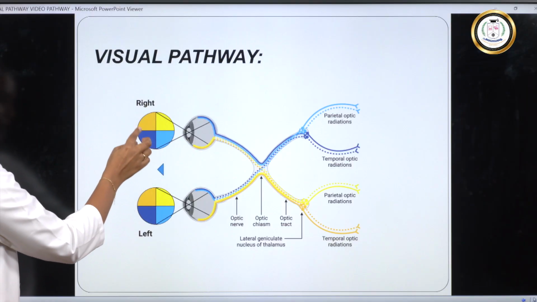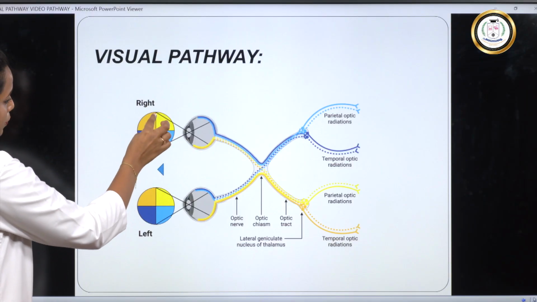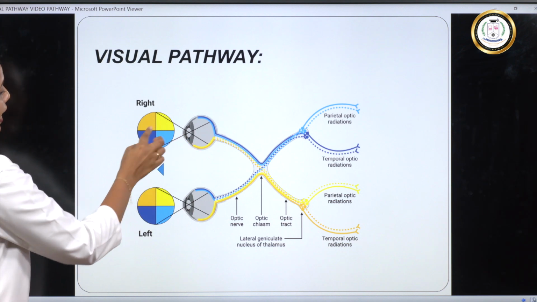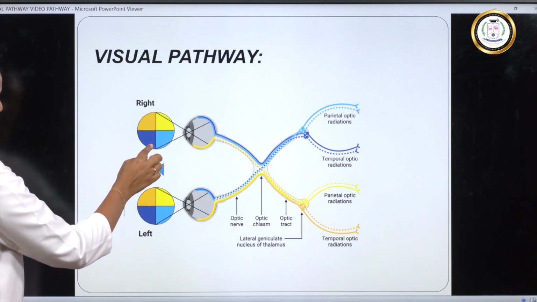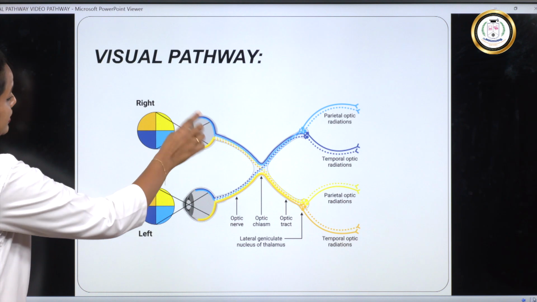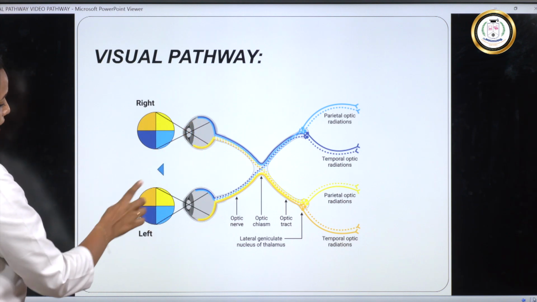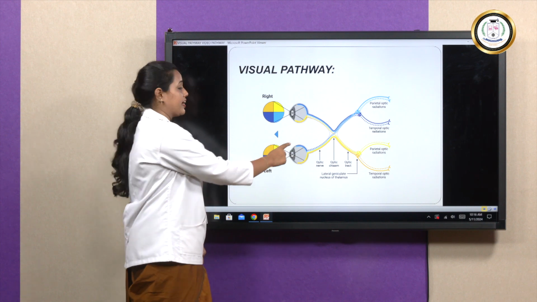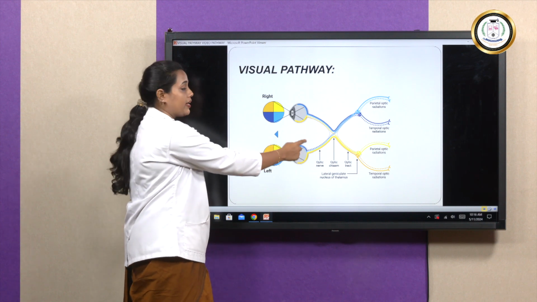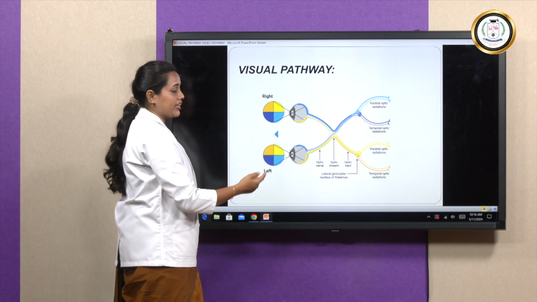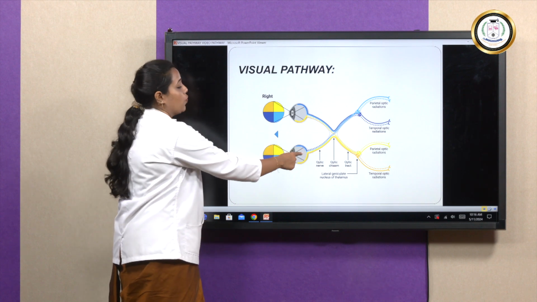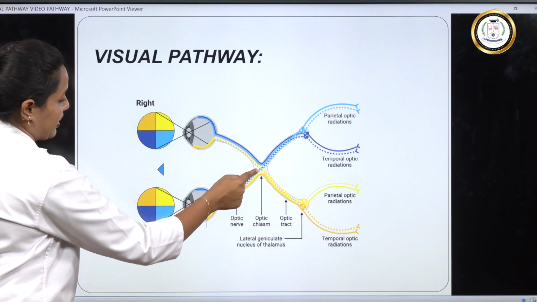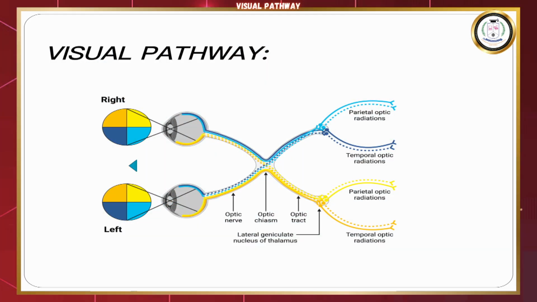As we discussed before, the impulses from the temporal field are always carried to the nasal part of the retina, and the impulses from the nasal field are always carried to the temporal part of the retina. The same thing happens here. So we have the optic nerve. In the optic nerve there are two fibers, the medial fiber and the lateral fiber. The medial fiber is a crossed fiber, whereas the lateral fiber is an uncrossed fiber. This medial fiber crossing is called the optic chiasma.